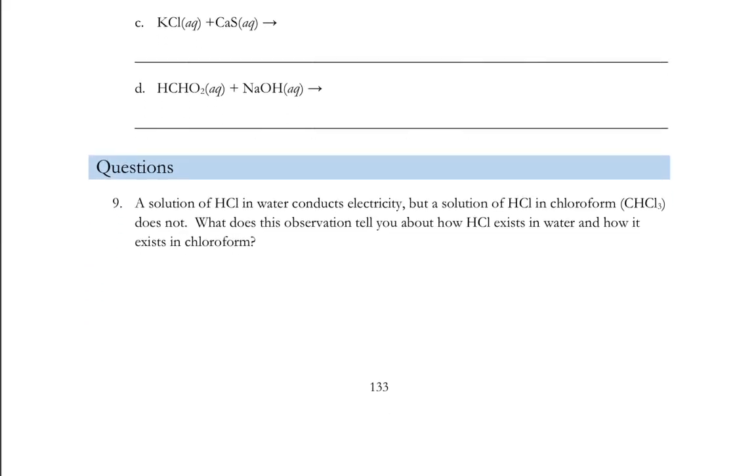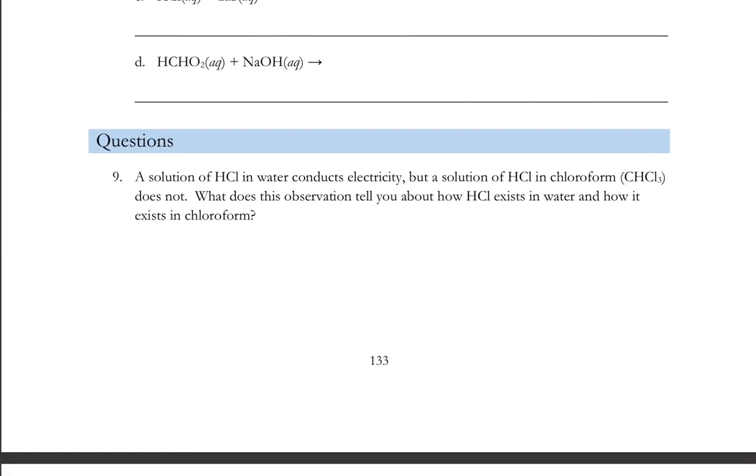And then we have question number 9. HCl conducts electricity in water, but does not conduct electricity in a solution of chloroform. And you're asked to think about what's going on so that it won't conduct electricity in the chloroform. Remember, to conduct electricity, we have to have mobile ions.